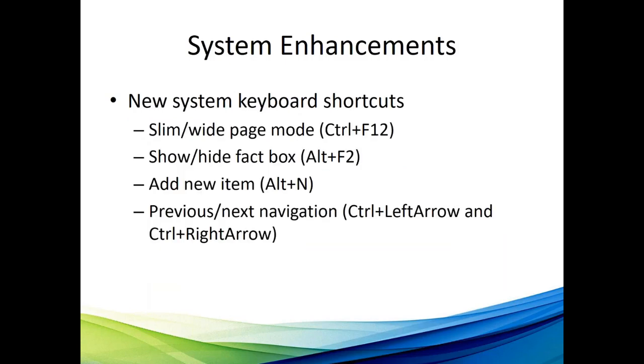New system enhancements, including keyboard shortcuts. Slim and wide page mode is Control F12. Show and hide a fact box is Alt F2. You can add a new item using Alt N instead of having to use the action for new. Previous and next is Control left arrow and right arrow. So in a card page, you could move to the right or left using a keystroke now.